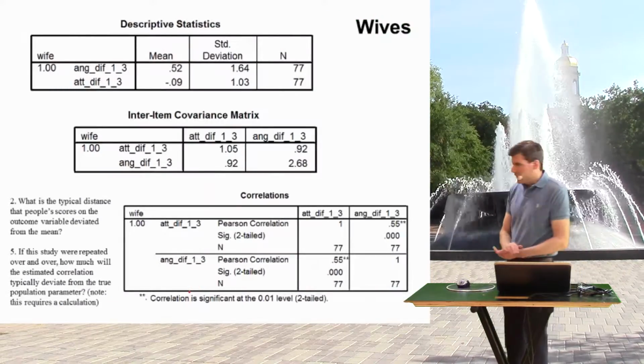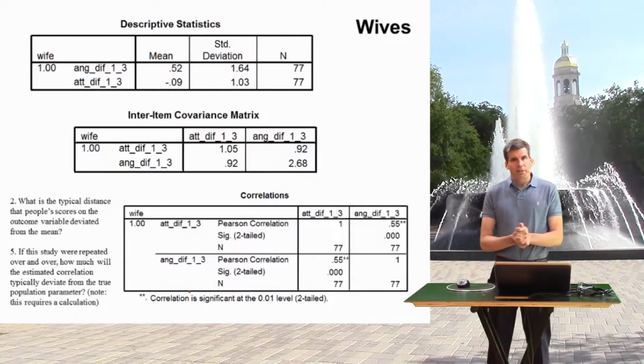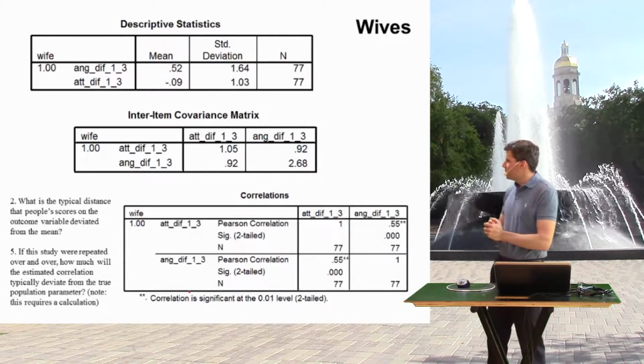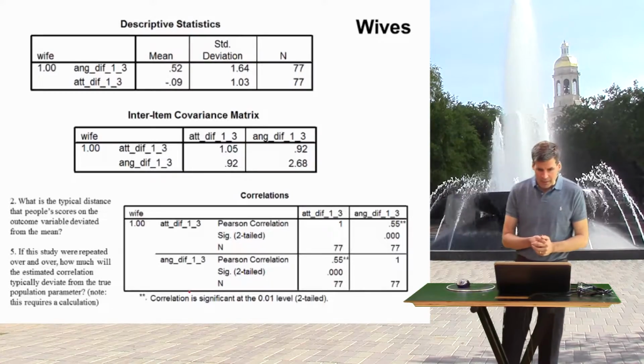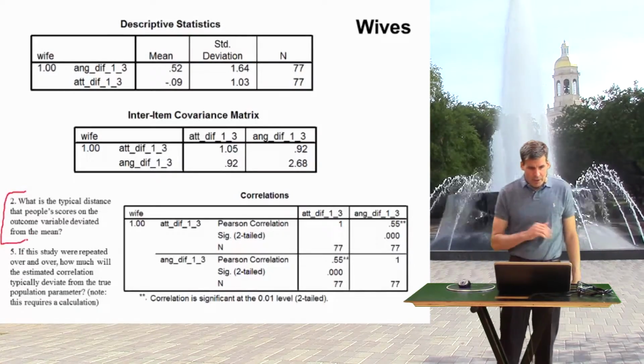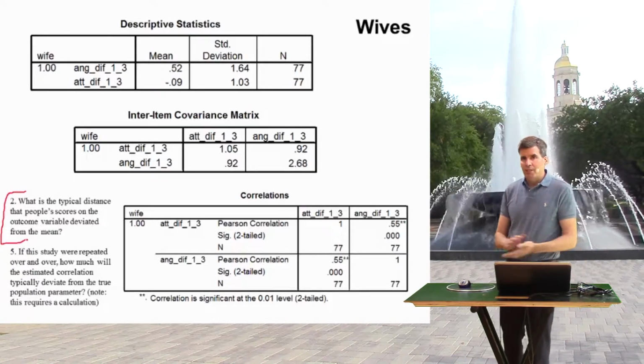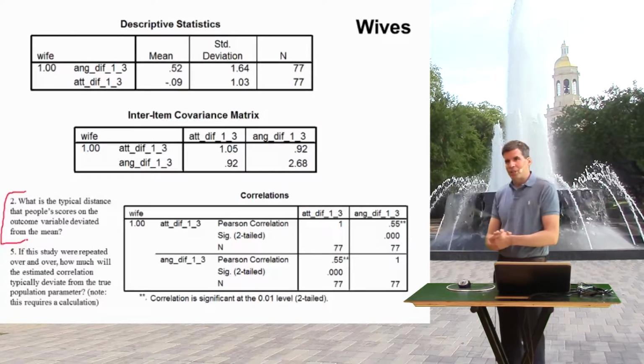Okay, now let's go back to the wives data and their output and look at some of the types of questions that I might ask and things I want you to do with this data. So one question is, what is the typical distance that people's scores on the outcome variable deviated from the mean? And that question should start sounding rather familiar to you.